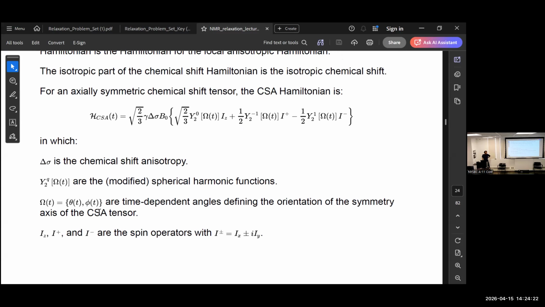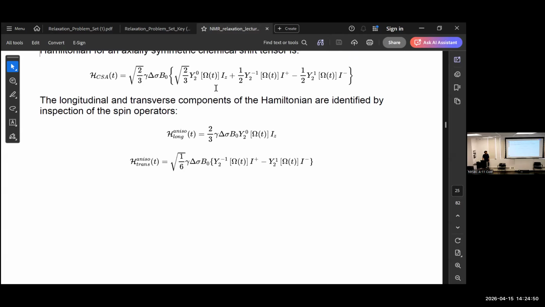More generally, the Euler angles that describe the orientation of the principal axis of the CSA tensor relative to the static magnetic field. For a uniaxial CSA tensor, phi becomes irrelevant, because it doesn't matter how you orient the CSA around the static magnetic field. But if the CSA is non-uniaxial, then you have to involve both angles in the calculation of this spherical harmonic.